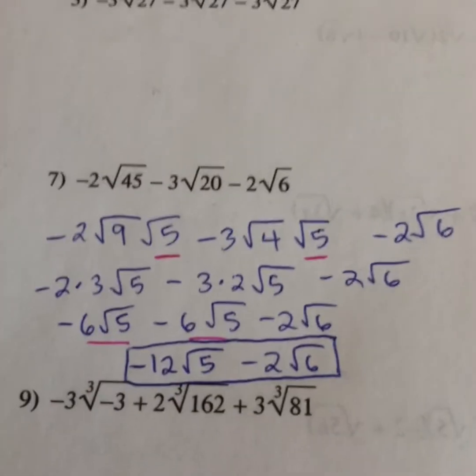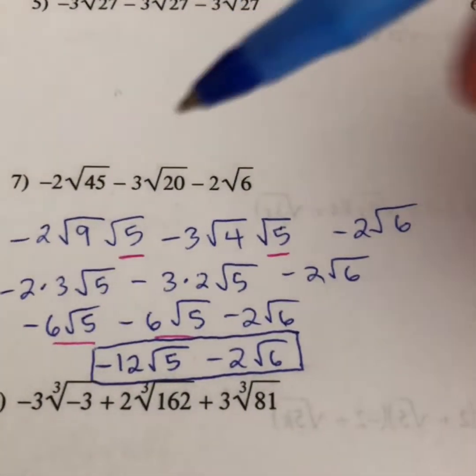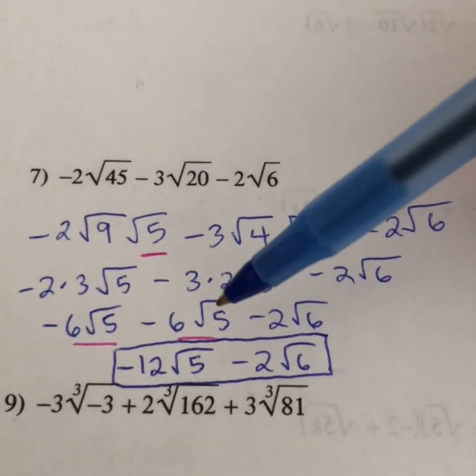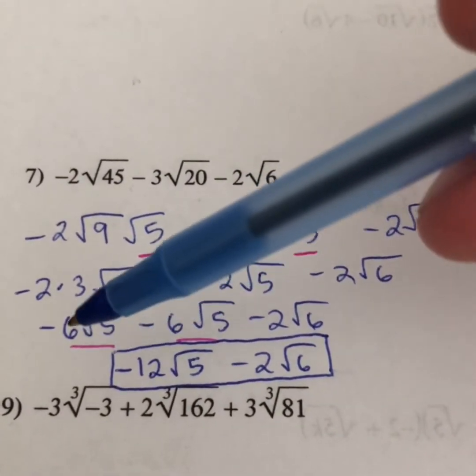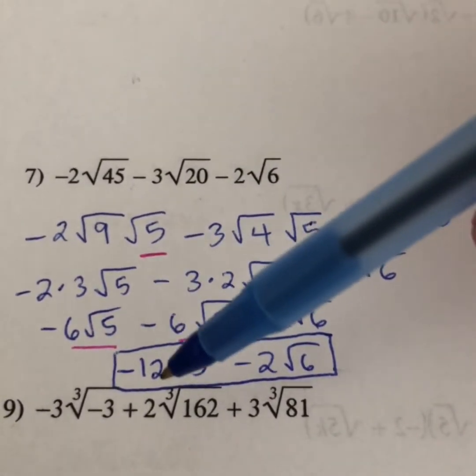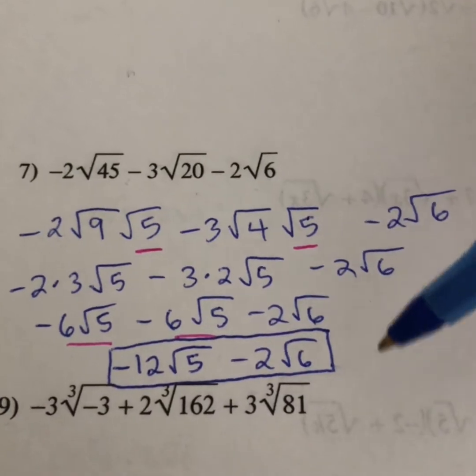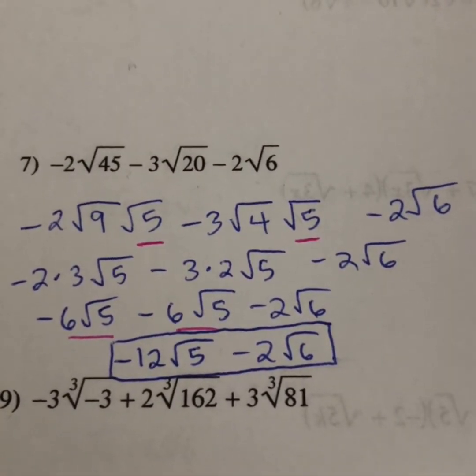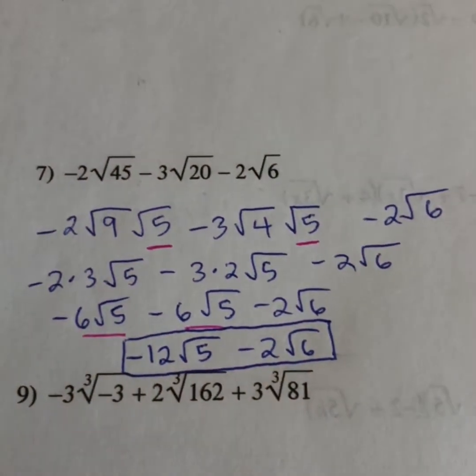Okay, and there's our final answer. All I did was take the square root of 9 to get 3, the square root of 4 to get 2. I multiplied those and ended up with negative 6 radical 5 for both of them. So when you combine those, you end up with negative 12 radical 5. And then we still had the minus 2 radical 6. So that's as far as you can go. That's fully simplified.